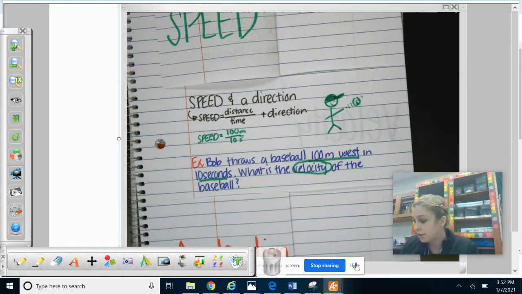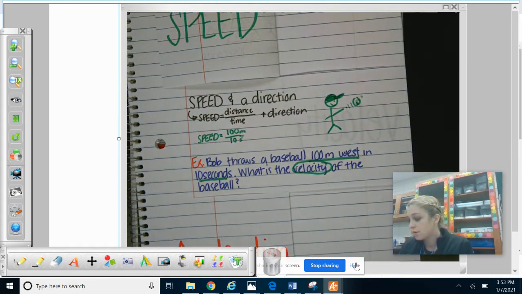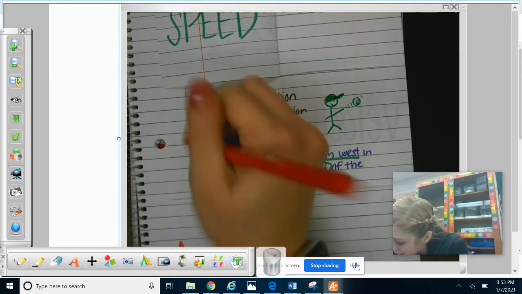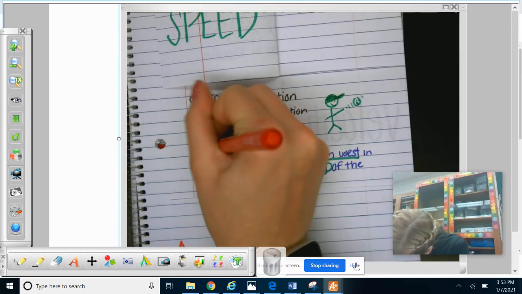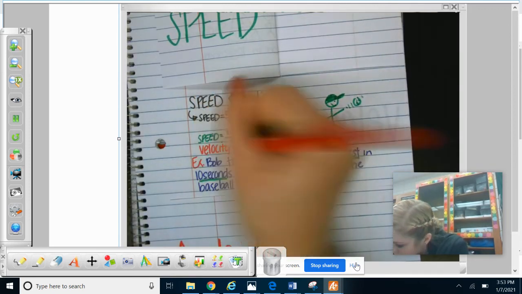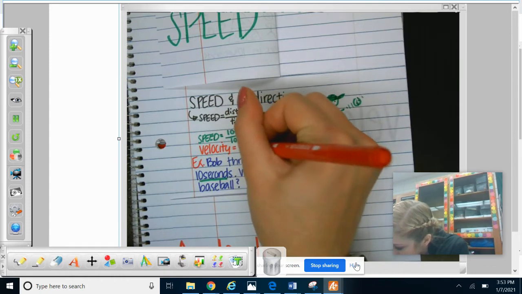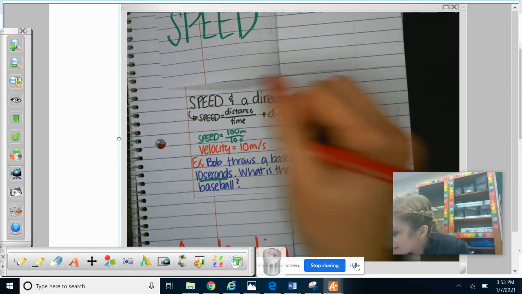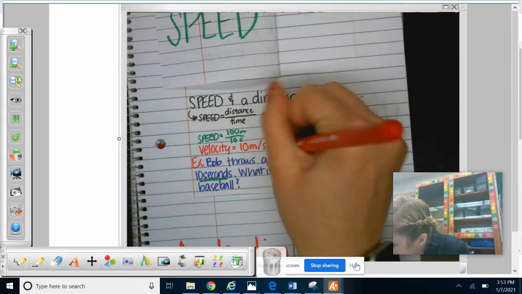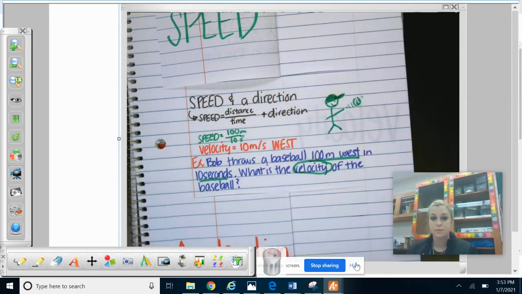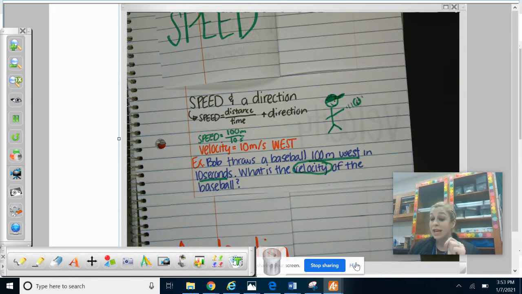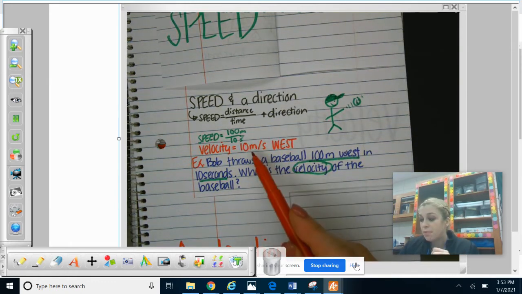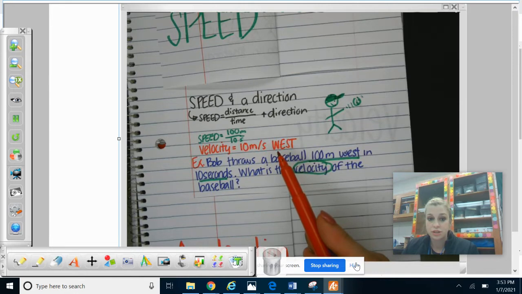So that means that the velocity equals 10 meters per second, because 100 divided by 10, west. So you do the same thing that you do for speed, but in your answer, you add a direction.